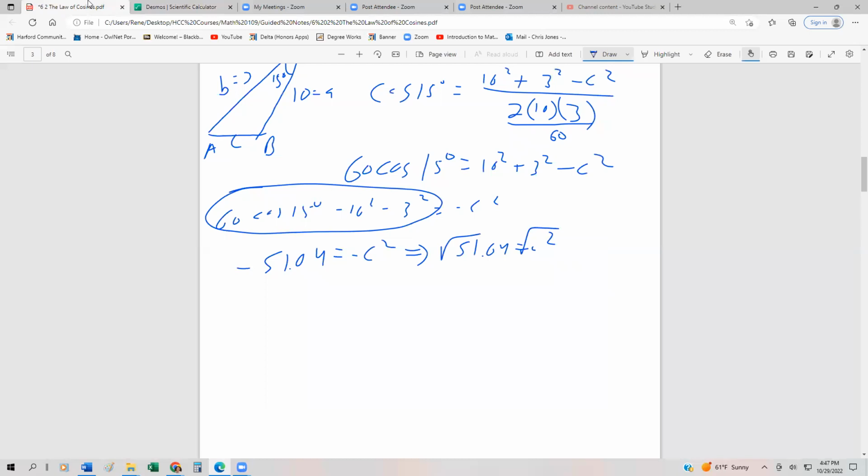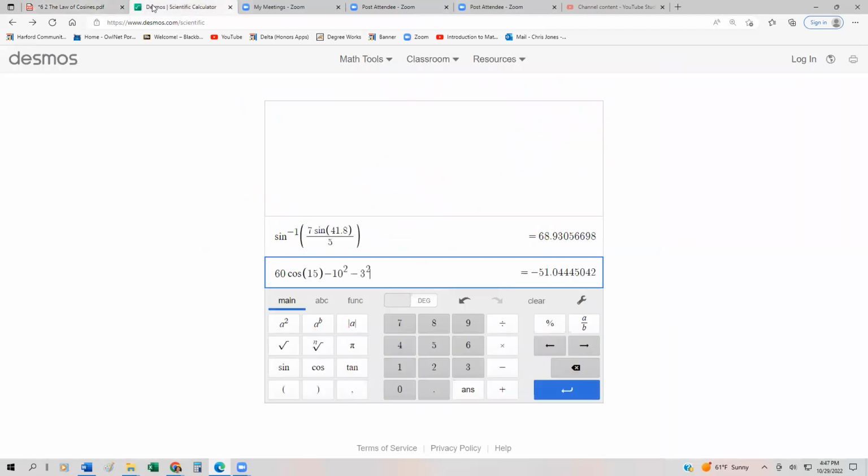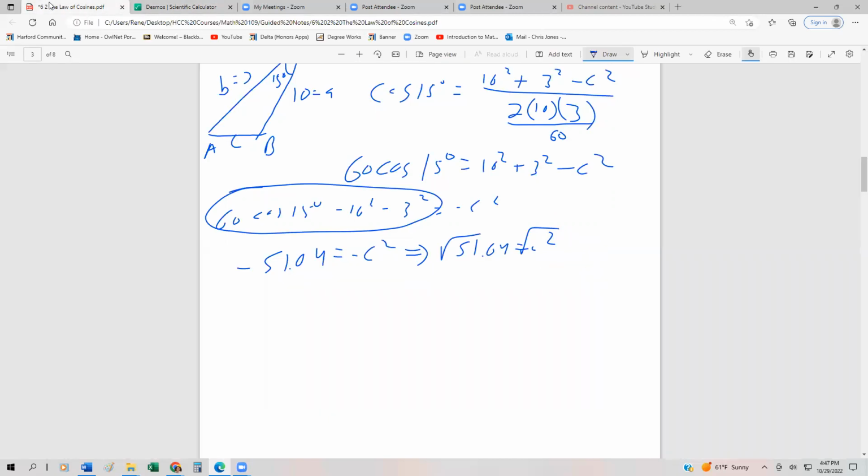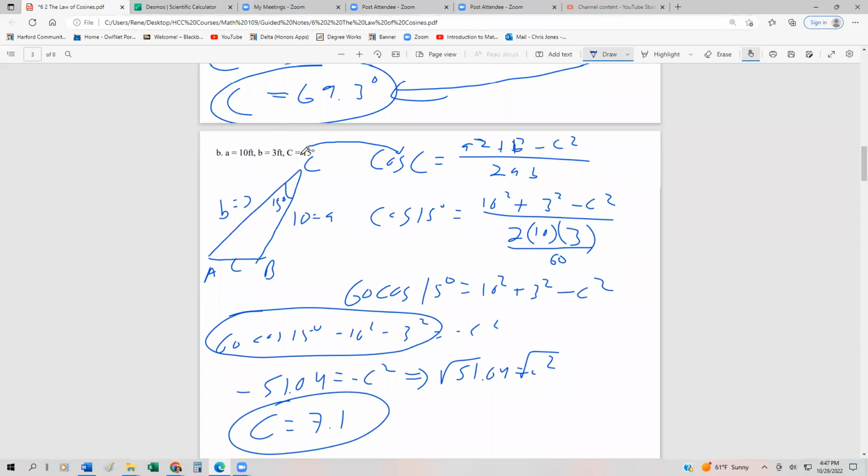And now I can take the square root of both sides. So the square root of 51 is just going to be a little bit bigger than 7. If I clear this and hit enter, I have the square root of 51.04445042, and that's 7.14. Let's just say 7.1 is c. So c is 7.1, and it's in feet.